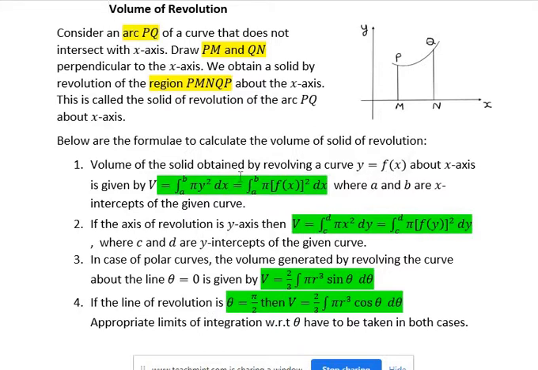If y equals f of x, then V equals integral a to b pi y squared dx. If x equals f of y, then V equals integral c to d pi x squared dy. And for polar curves, V equals 2 by 3 integral pi r cubed sin theta d theta when the curve is revolving about the line theta equals 0. When it is revolving about theta equals pi by 2, then V equals 2 by 3 integral pi r cubed cos theta d theta. Now let us work out a few problems based on these formulae.